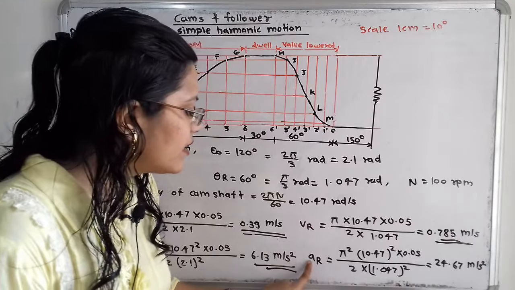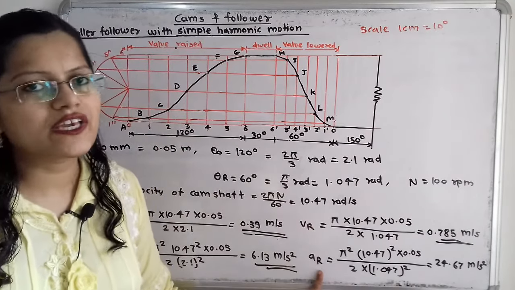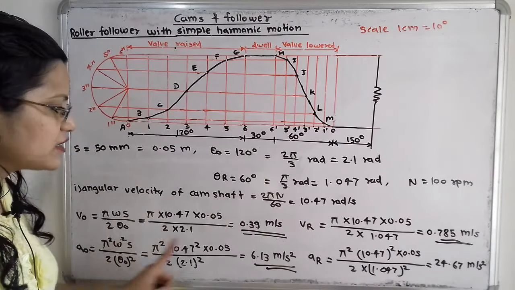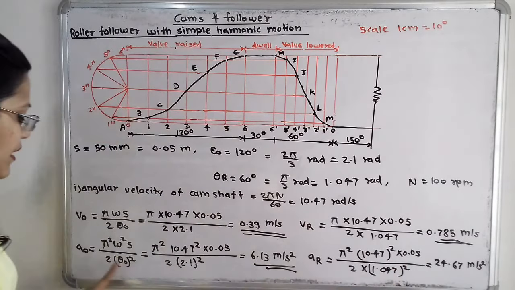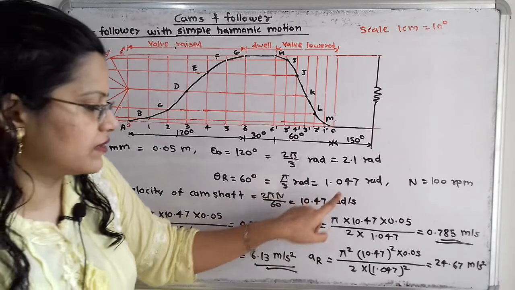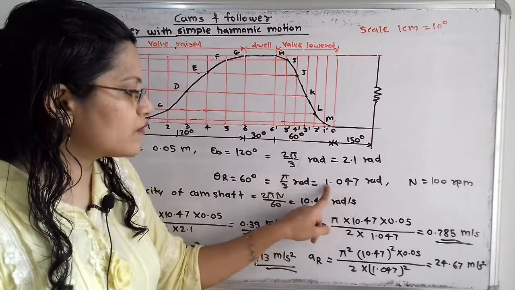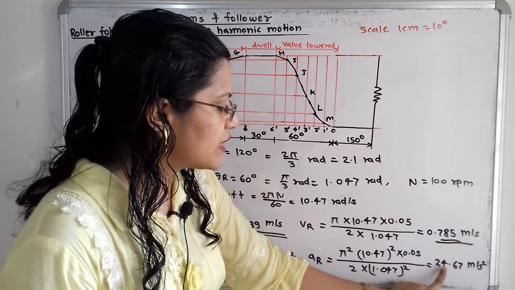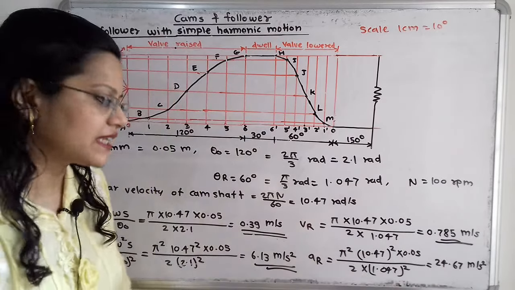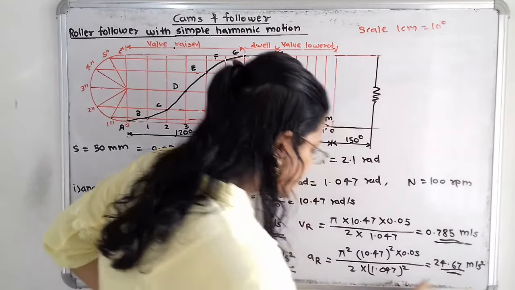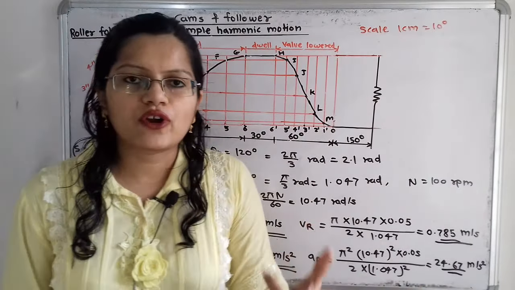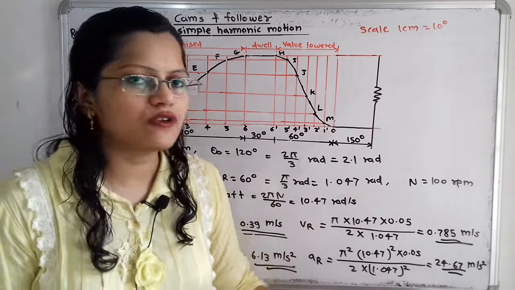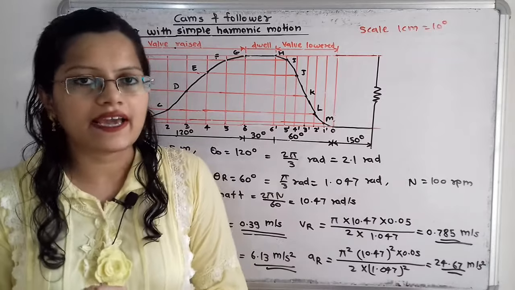Then in the same way, the maximum acceleration value during return stroke, that is A sub r. The same formula is there, pi square omega square s divided by 2 into theta r square. Here for theta r we have to use 1.047 square. When we calculate this we will get the answer 24.67 meter per second square. So these two values are important for drawing the acceleration diagram. We will refer to these calculated values and now move on to draw the diagrams.